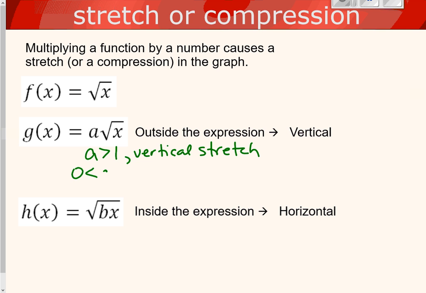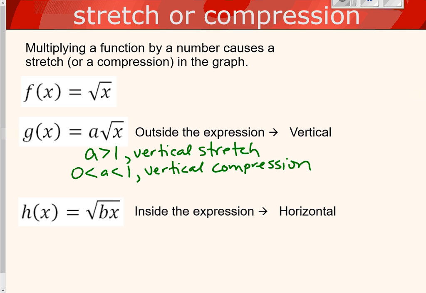And if a is in between 0 and 1, like 1/2 or 1/3 or 0.28 or anything like that, we get what's called a vertical compression. Now, we don't talk about when a is less than 0, because that would be a negative number. And a negative number, of course, just means there's a reflection going on in your x-axis. So we're just worried about the actual a value. Is it in between 0 and 1, or is it greater than 1?